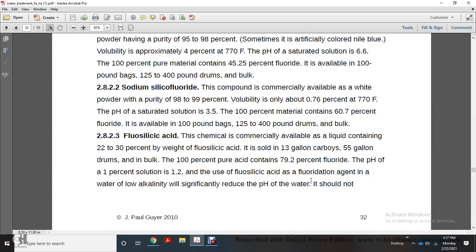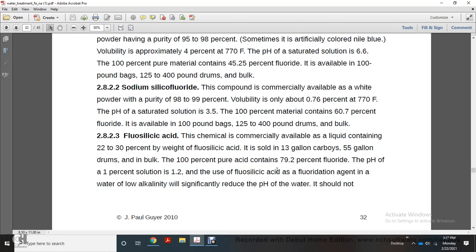Alright, fluorosilicic acid is a chemical commercially available as a liquid containing 25 to 30% by weight of fluorosilicic acid. It is delivered in 13-gallon carboys and 55-gallon drums, or in bulk. The 100% pure acid contains 79.2% fluoride. The pH of a 1% solution is 1.2.